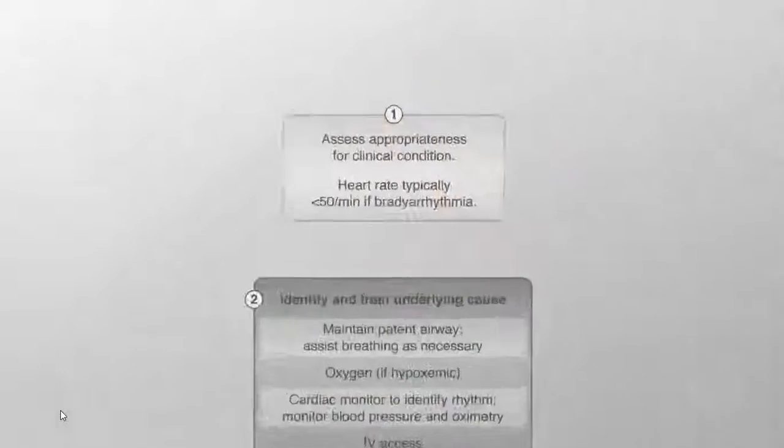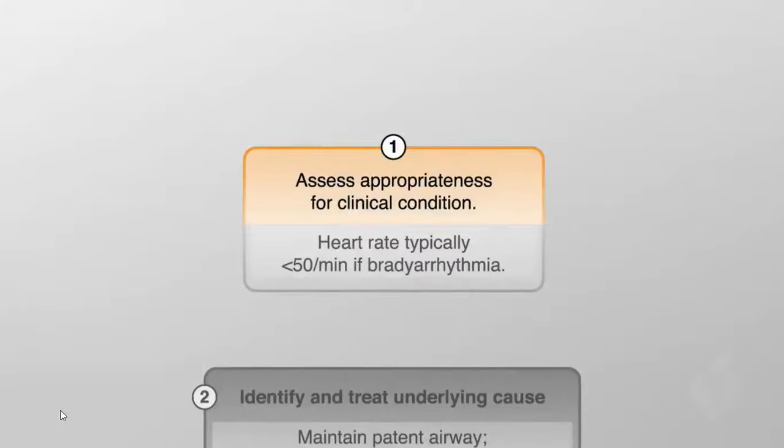The bradycardia algorithm outlines the steps for assessment and management of a patient presenting with symptomatic bradycardia with a pulse. Implementation of this algorithm begins with the identification of bradycardia, which is a heart rate less than 50 beats per minute.